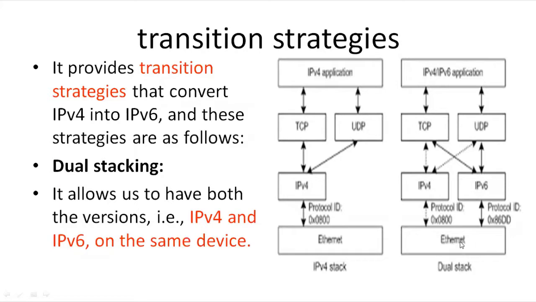Here in the link layer there is Ethernet, and then you are using IP version 4 as well as IP version 6 in a single system. That is called dual stacking. What is dual stacking? Dual stacking allows us to have both versions, IP version 4 and IP version 6, on the same device. You are giving IP version 4 and IP version 6 in the same device. That's called dual stacking.